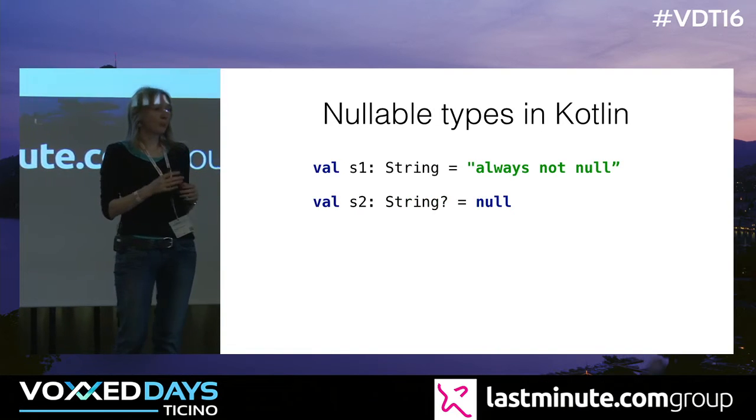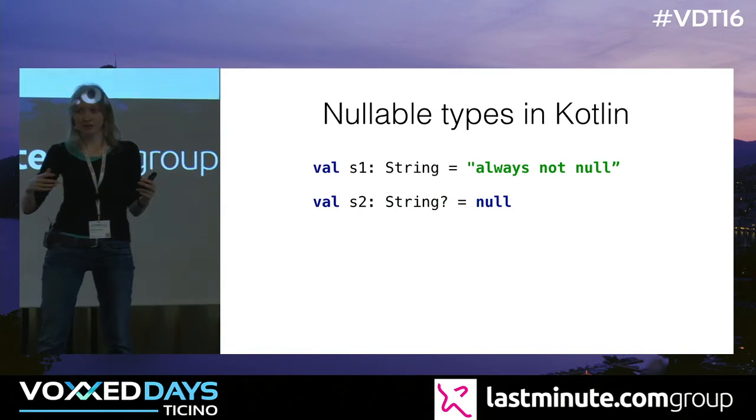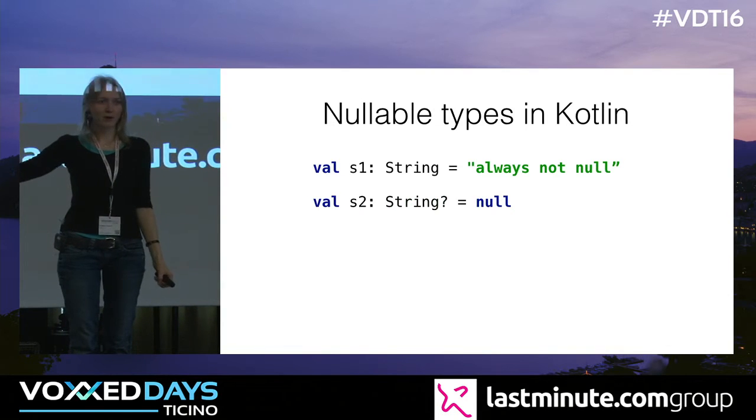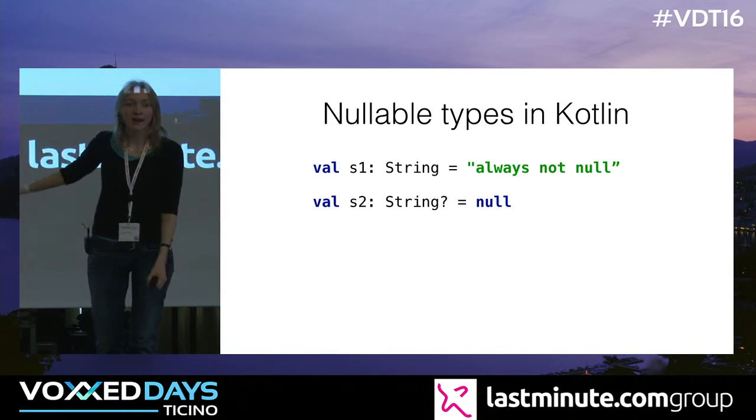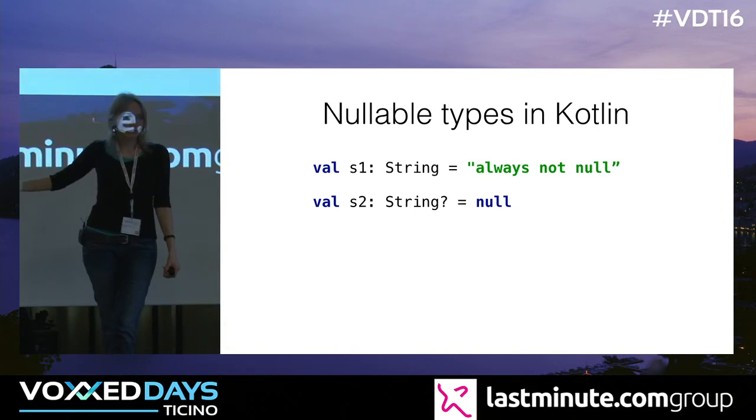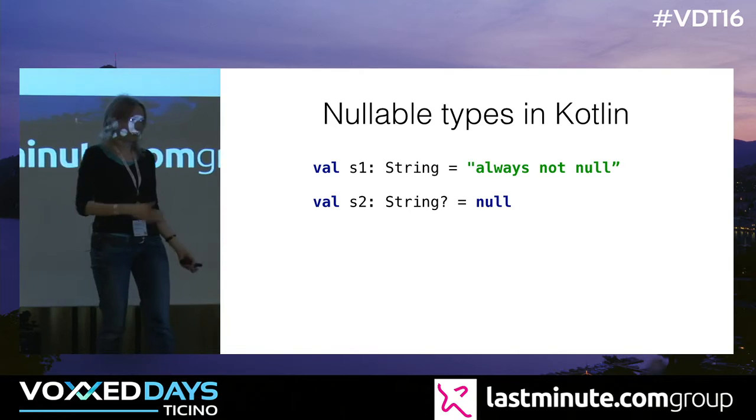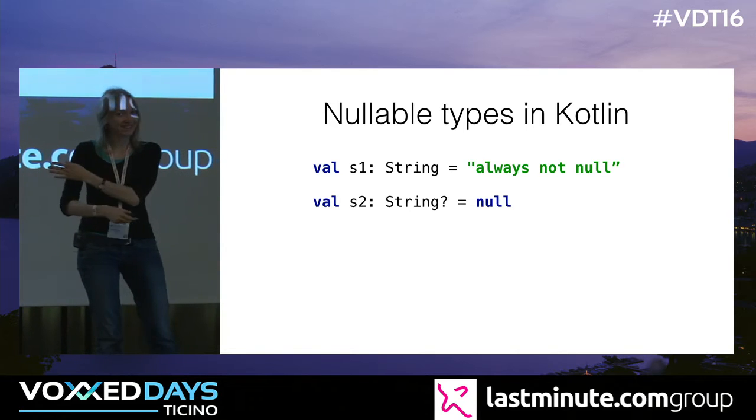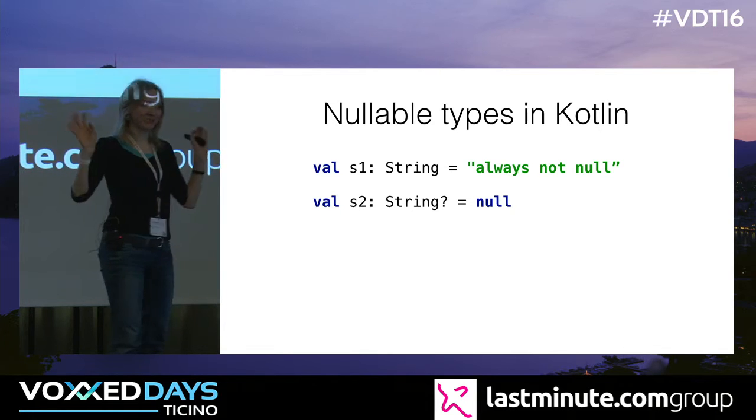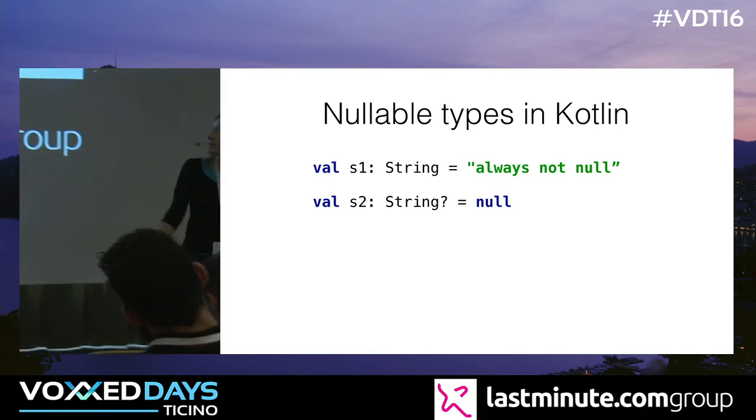So in Kotlin, we have so-called nullable types. Again, who has heard about this concept? Some of you, okay? If you're familiar, for example, with the Swift language, they use the same concept, so it might be useful to learn it now. After that, you will be able to say, oh yeah, I know how nullable types work in both these languages. So what's the general idea?